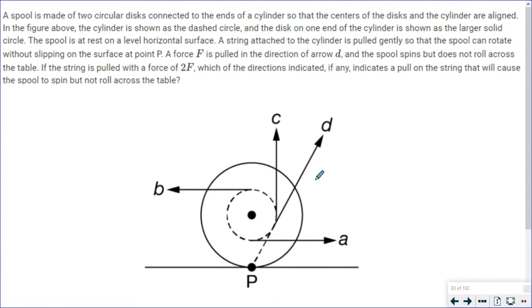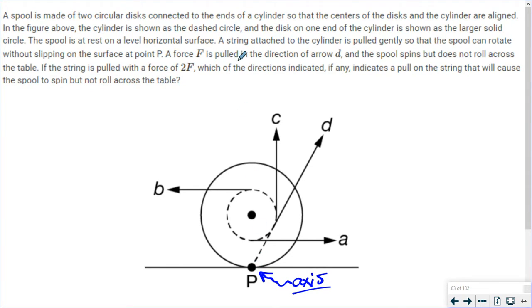They've got all these forces pulling on it, and they make a statement here about the force that they have pulling on it. Strings attached to the cylinder, so it can rotate without slipping on the surface at point P. So here's my axis of rotation. That's how you should think about this. If this is my axis, then the only thing that will cause it to rotate around this axis is a torque. And we have to have a torque that exerts a force with a radius around this point P.